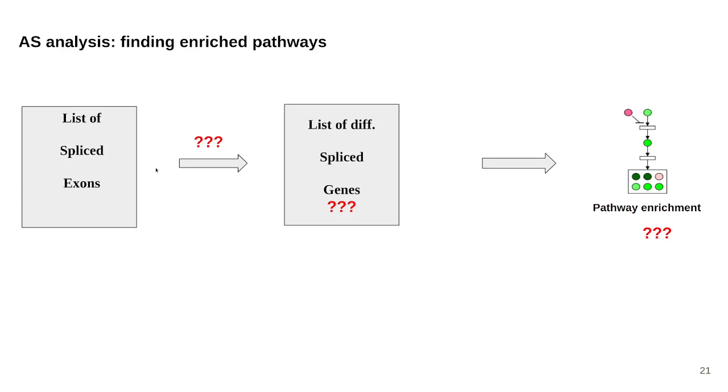So usually in your RNA-seq experiment, you have a list of spliced exons. Basically, you compare control, case, condition. You have a list of exons that are differentially used between these two conditions. And usually what people do in a lot of papers, they just go to differentially spliced genes. So from exons, they go to their genes and they try to do some pathways enrichment.